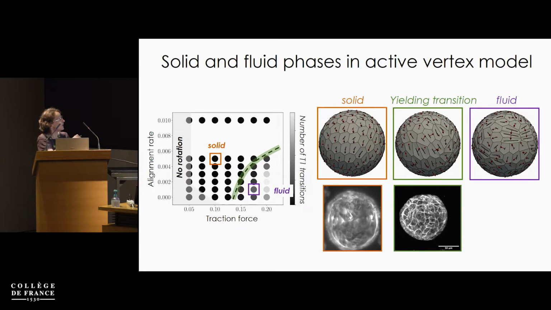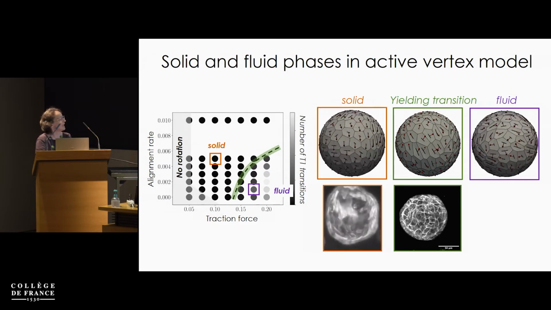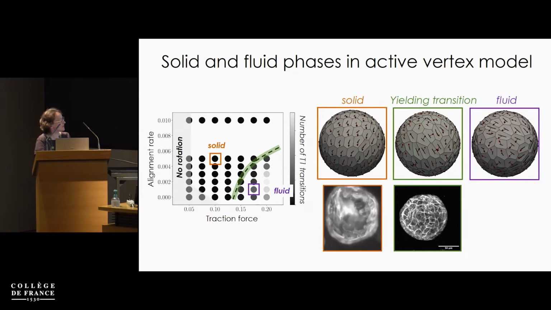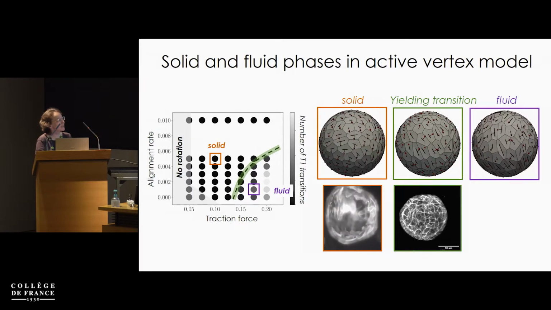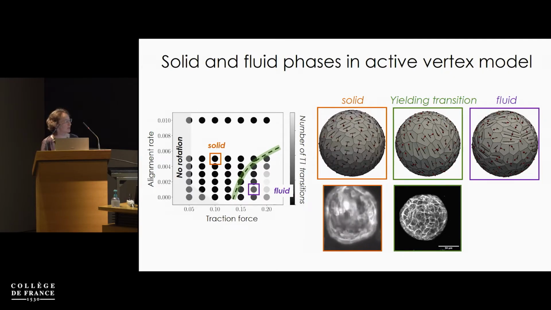So now you can use the model and enter different parameters of traction force, how much traction on the matrix there is, and the alignment rate of the different cells, how well they align. And we see that at low traction force and strong alignment rate, what we have is a solid body rotation. So they rotate consistently in the same orientation. All the cells do the same. However, if we work at high traction force and low alignment rate, the cells never manage to reach equilibrium and they rearrange their neighbors constantly.